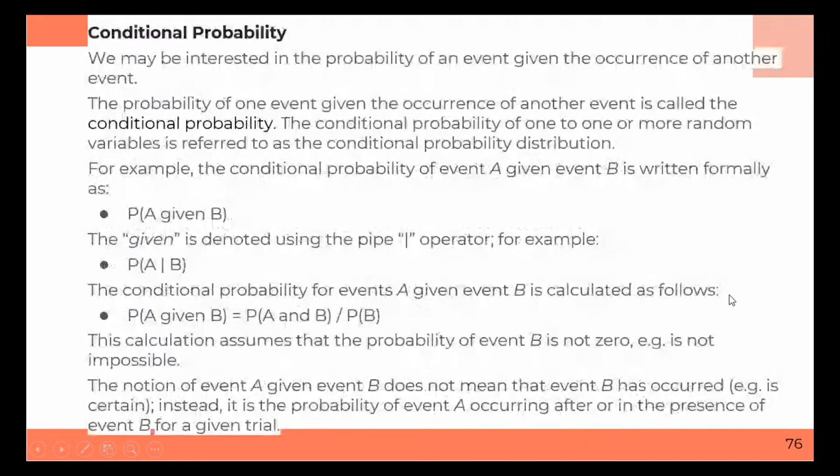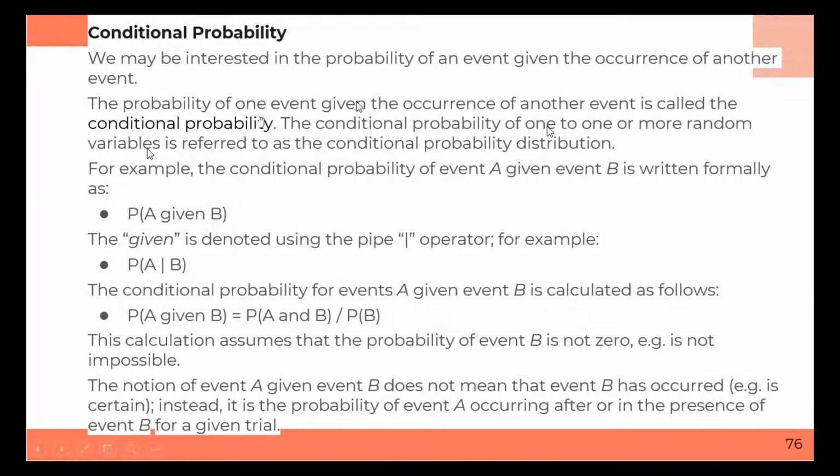Okay. This I have explained so many times. Now you tell me, what is this? Conditional probability. Probability you understand. Condition also you understand. Conditional probability. So there must be a condition, then only I can find out the probability. We were interested in the probability of an event given the occurrence of another event. If you give me one event, I will find out this event. The probability of one event given the occurrence of another event is called conditional probability.